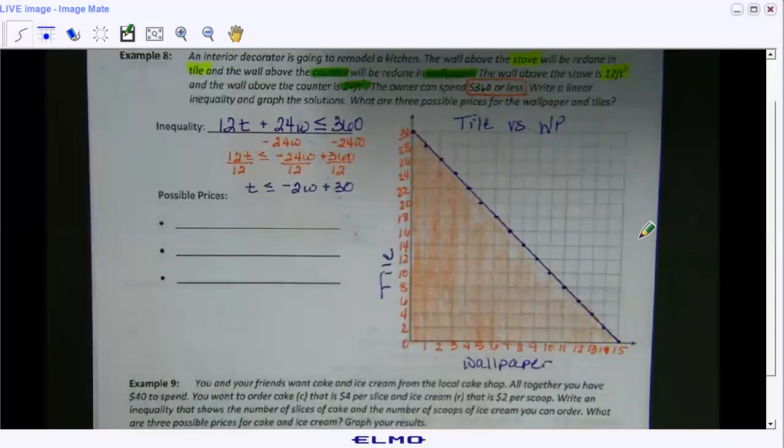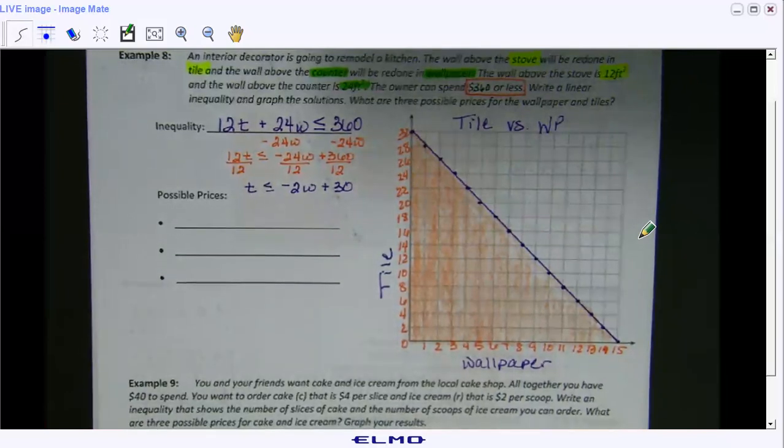So we just graphed a word problem. We figured out the inequality. We turned it into slope intercept. We graphed it. Are there any questions? What are the prices? What are the possible prices? That's next. So make sure your notes are readable because when you do the problems on your homework, you're going to want to know what to do.